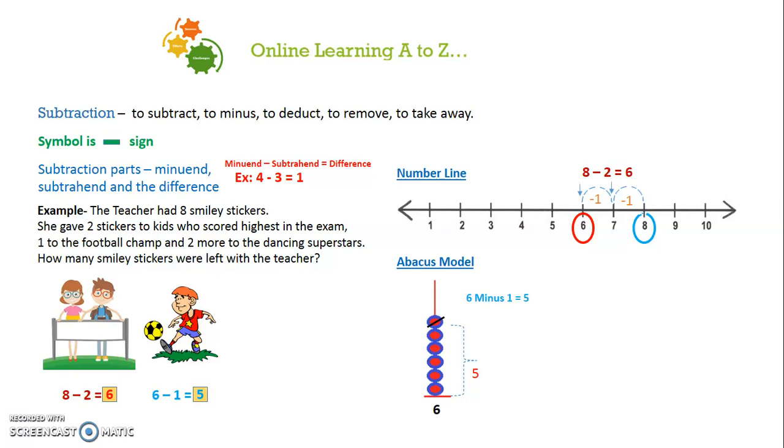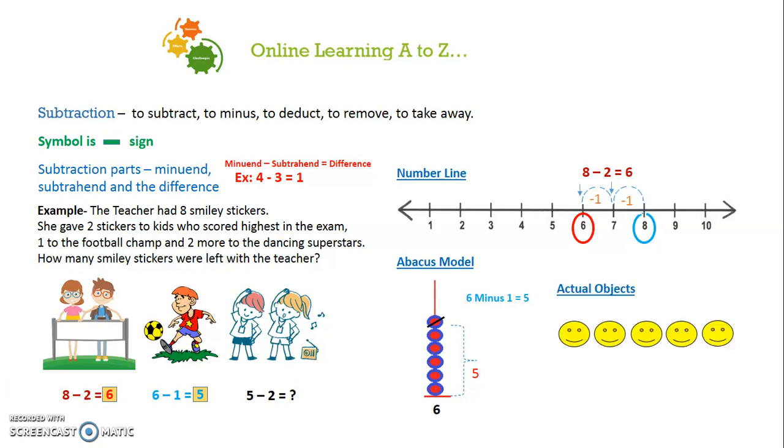Now let us find the answer to the final part of this example. The teacher was left with 5 stickers, out of which she again gave 2 stickers to her students. So what is the final number of stickers left with the teacher? Let us use actual objects to solve this. Here I am using 5 smiley faces, out of which 2 were given away. So 2 removed from 5 equals 3. So the answer to our example is the teacher had 3 smiley stickers left with her in the end.